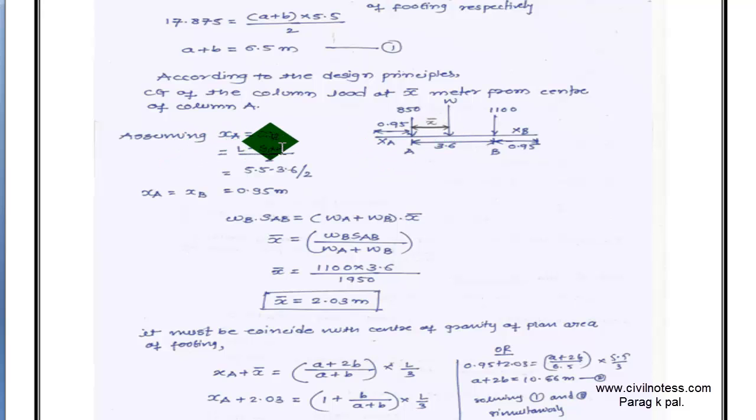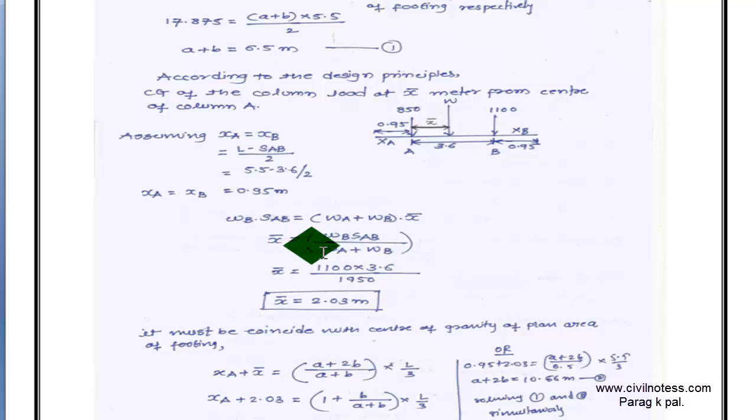So xa equals xb, which is calculated by total length minus spacing of AB, divided by 2. So total length is 5.5 minus 3.6, divided by 2, so this is 0.95. Both are equal, but in the case of the rectangular footing, this is not equal, and in other cases this is also not equal. This is 0.95. Now according to this diagram, see this equation: WB into spacing equals (WA plus WB) multiplied by x bar. So I rearrange the value: x bar equals WB into AB upon (WA plus WB).